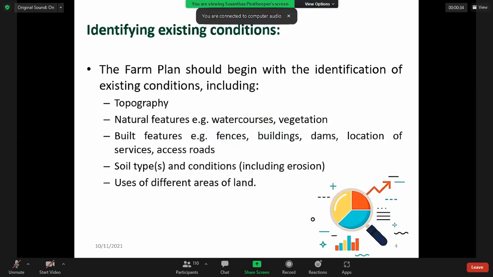And from the vegetation, we can also get roughages, feed items, and other production materials. And the third one is building features. Naturally, we may have natural fences or other buildings which we can use, dams, location services, the electricity, the water supply, those services, and access to the road. The farm should have access to the road for easy transportation.